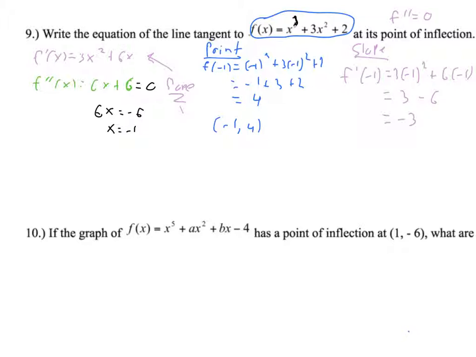So the equation of our line, y minus y1, is equal to m times x minus x1. y minus 4 is equal to negative 3, and then x minus negative 1, so x plus 1. So there's the equation of our line.